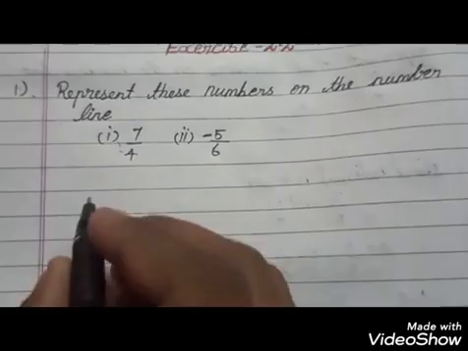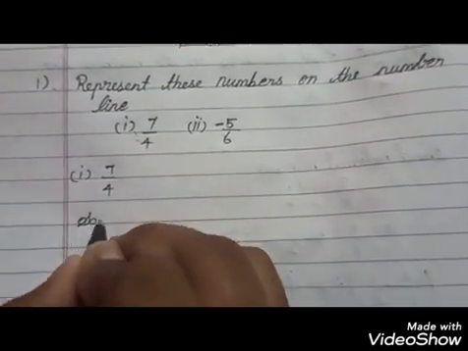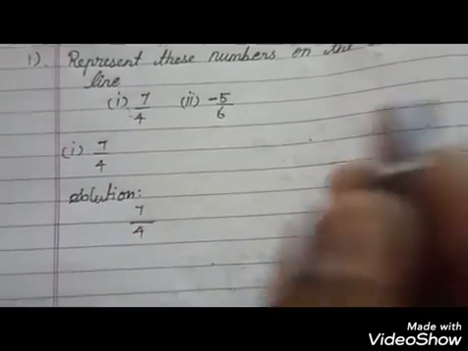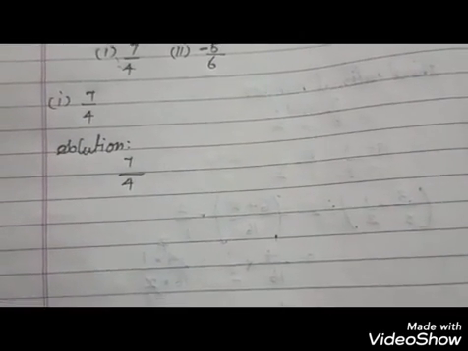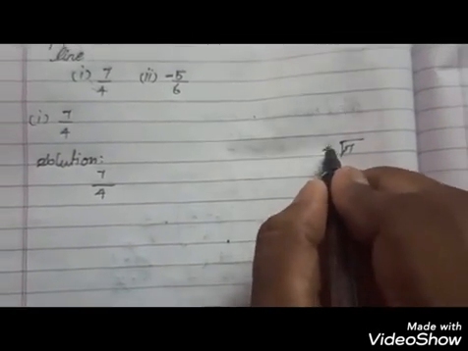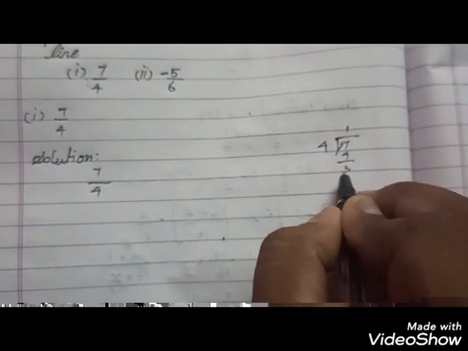So I take the first question, 7 by 4. Solution, I have written 7 by 4. Now you see the numerator is greater than the denominator, so compulsorily it is an improper fraction. So you just go and divide it. 1 4 is 4, remainder 3. So it can be written as 1 3 by 4. Already you know that it is more than 1. So just go and draw the number line.